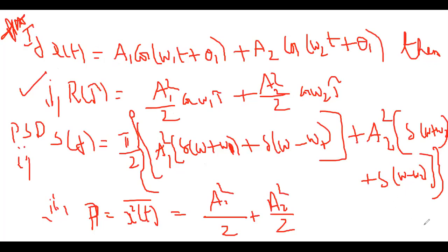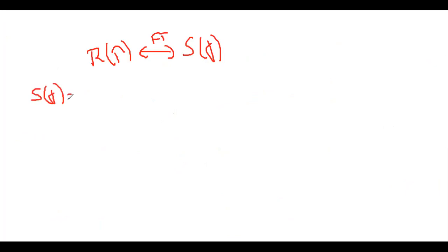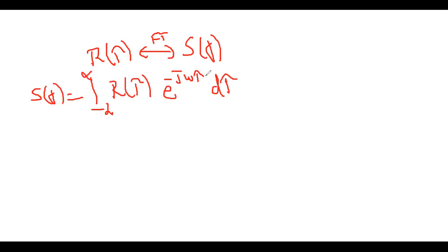So what is the relation between r of tau and the power spectral density? It is a Fourier transformation relation, S of f. Got it, my dear students? S of f is the Fourier transformation: the integral from minus infinity to infinity of r of tau e power minus j omega tau d tau, because the variable is tau only. Here omega is nothing but 2 pi f.